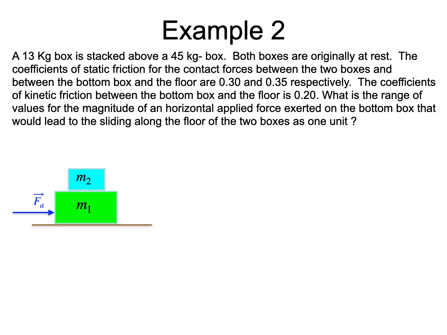We will use this set of reference directions. We need to find the range of values for the applied force that will result in the sliding of the two boxes as one unit. The range will be governed by the maximum static friction forces. The minimum applied force must be higher than the maximum static friction force due to the contact force between the bottom box and the floor. Otherwise, there will be no sliding.